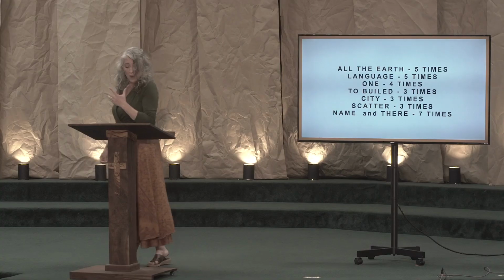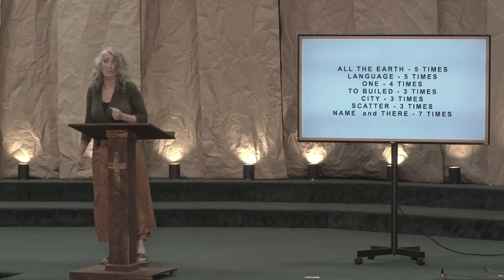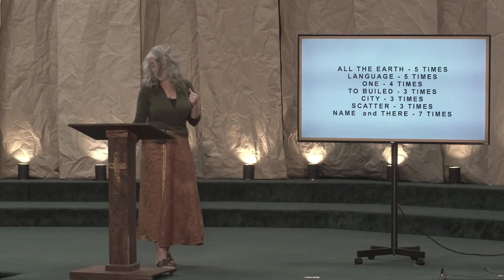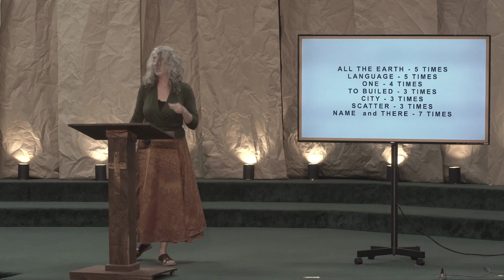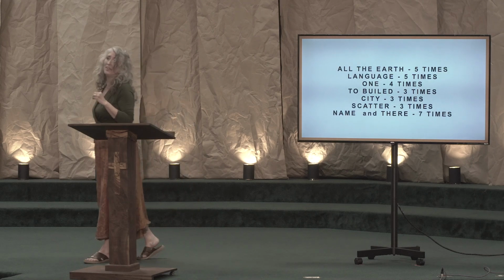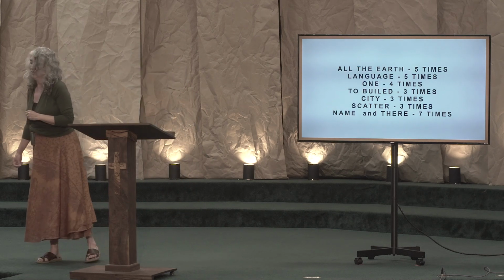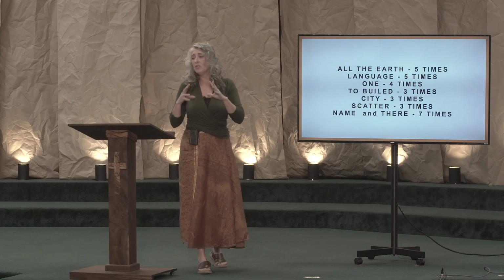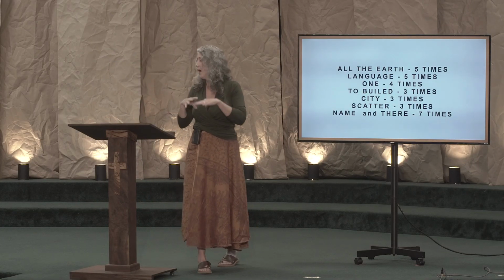We have all the earth, kol ha'eretz, 5 times. We have the language 5 times. The number one is used 4 times. We have some variation of to build 3 times, scatter 3 times. Name and there are a combination of 7 times. Now there's some things going on here that you might miss, and what we want to look at is what's happening here. Why is this important?